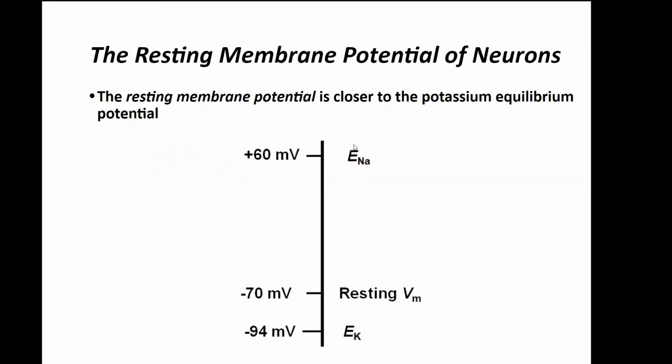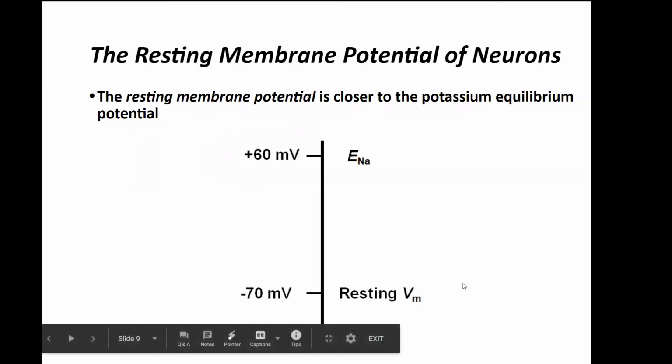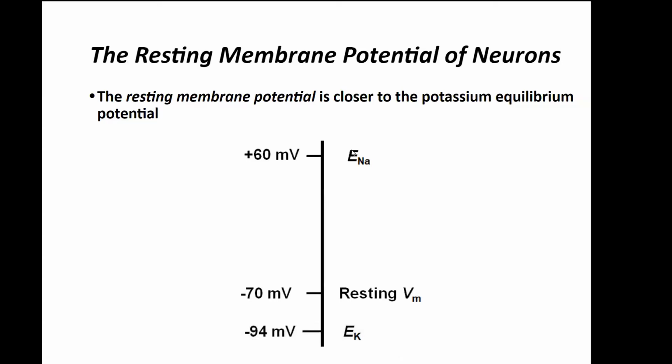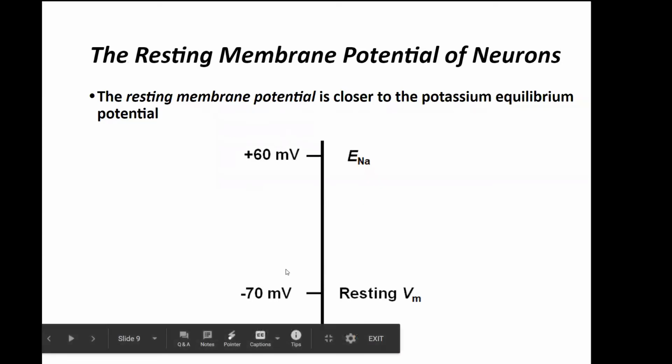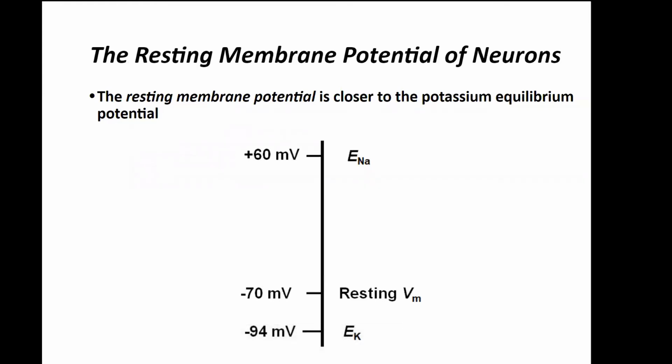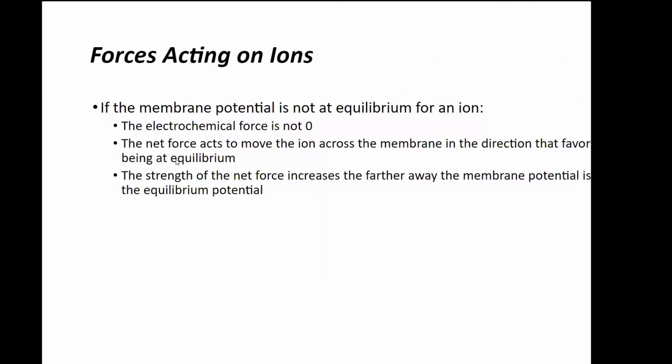So sodium is positive. Sodium always wants to make our resting membrane potential positive. So sodium is always going to want to move into the cell because it's positively charged. It wants to get rid of this negative charge, basically. The opposite is true for potassium. Potassium is positively charged, but it wants the inside of the cell to be even more negative because its equilibrium potential is even more negative. So in order to do that, potassium has to escape the cell. Okay, so that's what the second bullet point is saying, that the net force on the ion is going to be in the direction that gets it to its equilibrium potential.